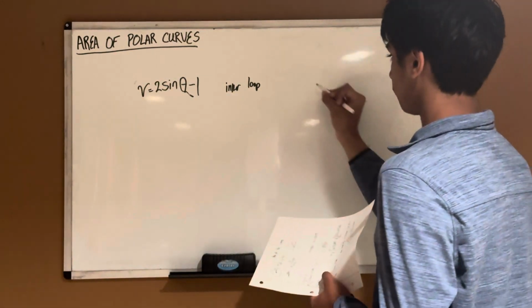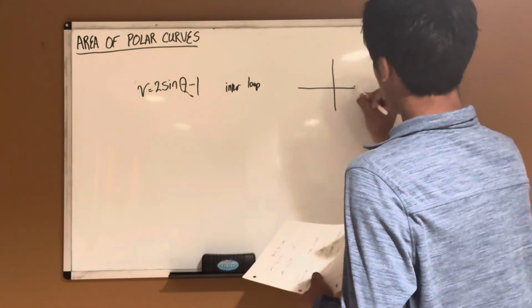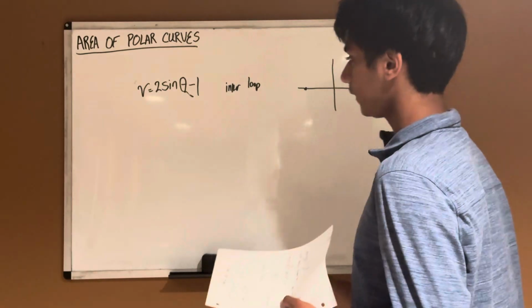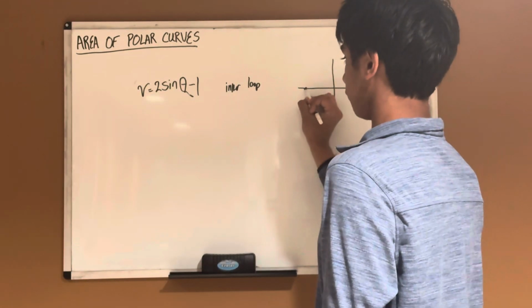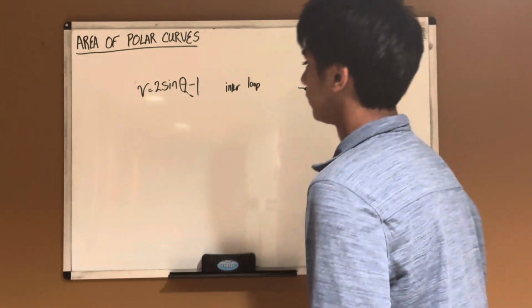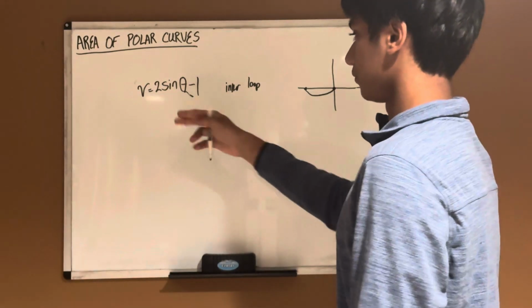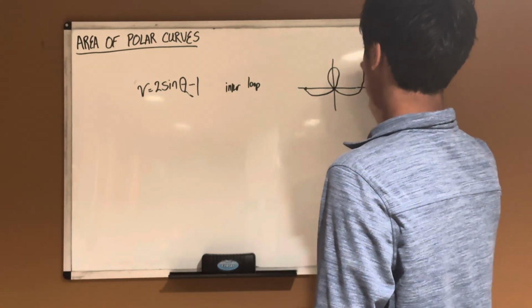So as a refresher, the curve of this looks like this. So we start here, because at theta equals 0, we get 0 minus 1, which is -1. So we start right here. Then we go here, because we see that at pi over 6, r equals 0, and we do a little loop here, and there.